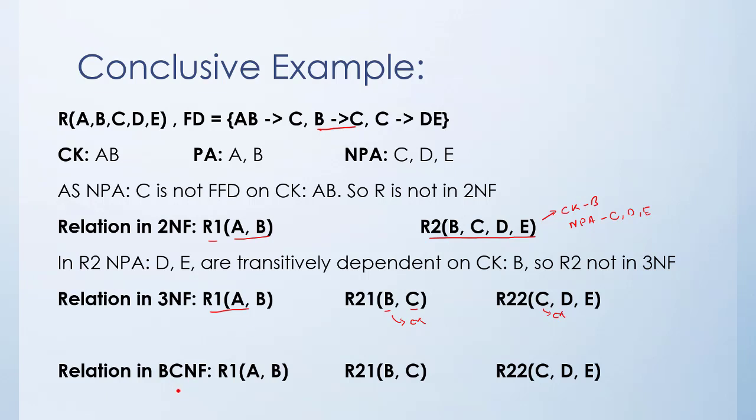Now let us check whether it is in BCNF or not. R1 will not cause me any problem. B determines C, so B is a super key, so R21 is in BCNF. Similarly, in R22 C determines DE and C is a super key, so R22 is also in BCNF. That is how we are going to check the normal form of a given relation, and decompose the relation up to BCNF.